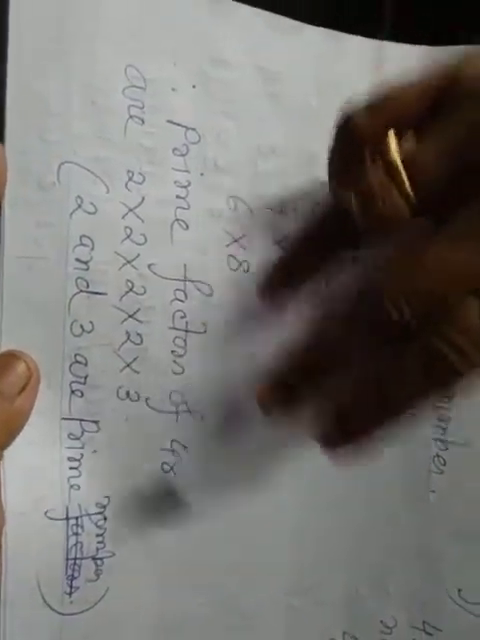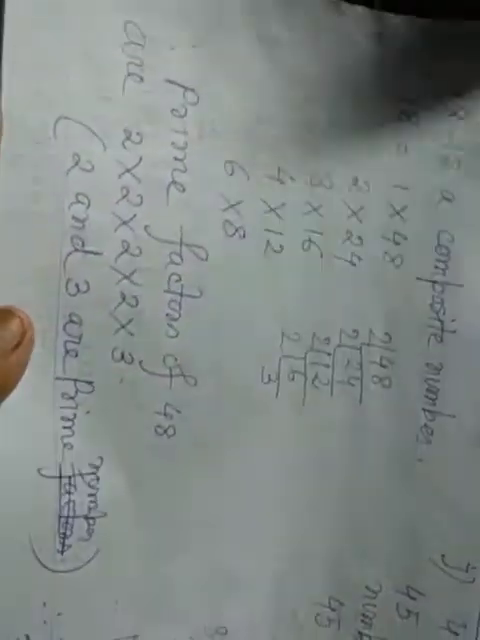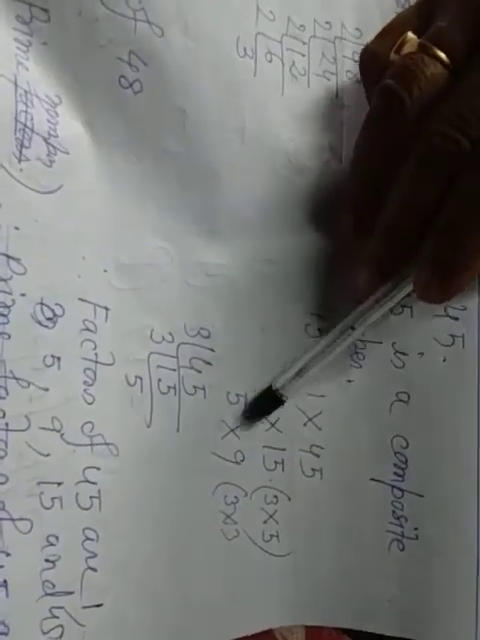2 and 3 are prime numbers. Okay, so 45. 45 is a composite number. 45 equals 1 into 45, 3 into 15, 5 into 9.